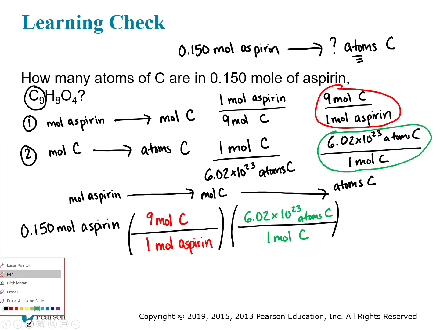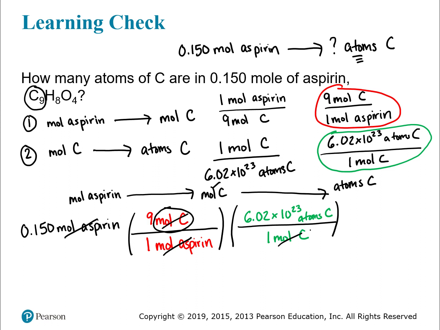Now we do our check with the units to make sure we're going to end up with what we want. You have to have a unit in the numerator and the denominator, the top and the bottom, in order for it to cancel. We get rid of moles of aspirin and we're left with moles of carbon, which is the first step in our plan. Then we get rid of those moles of carbon and we're left with atoms of carbon.